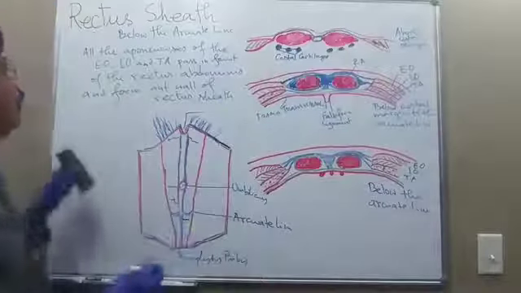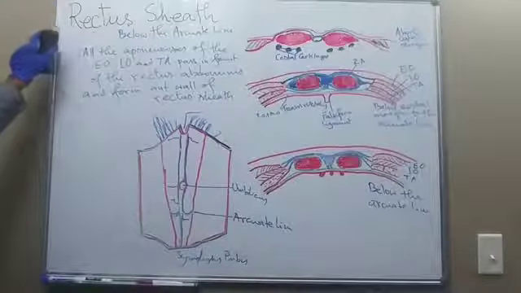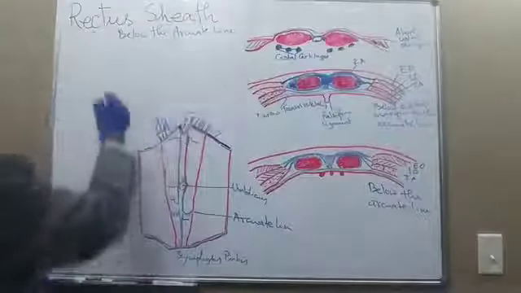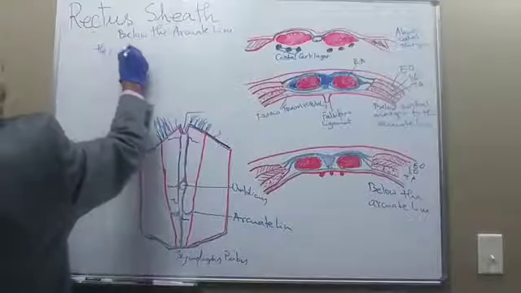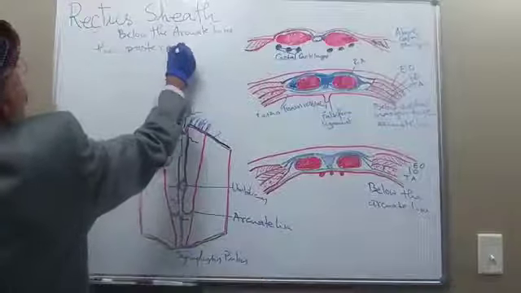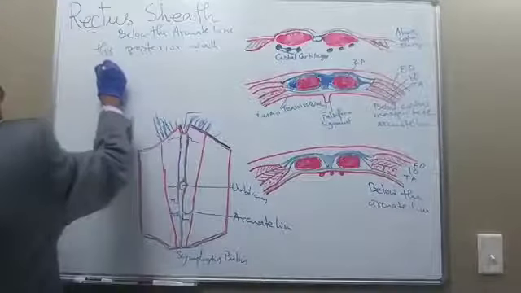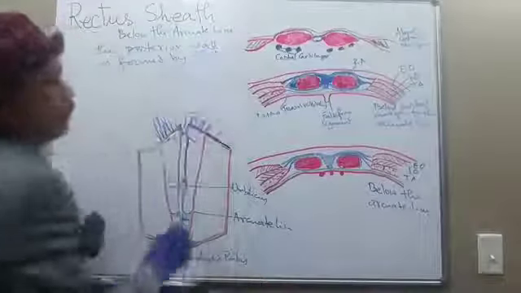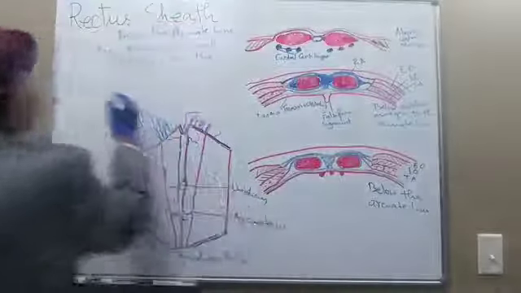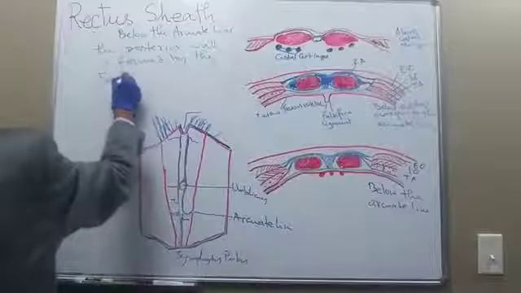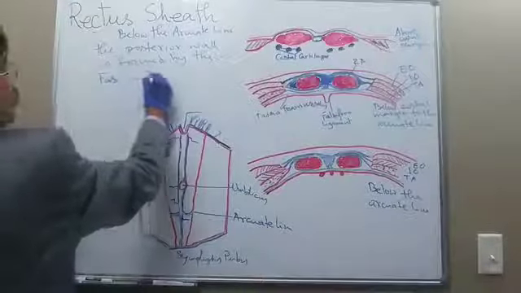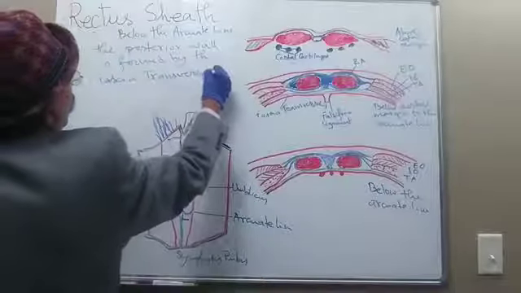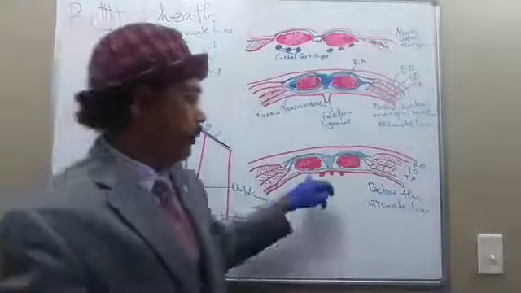Okay. How about the posterior wall below the arcuate line? Okay. The posterior wall is formed by the fascia transversalis. Fascia transversalis. Certainly it is supported by the peritoneum.